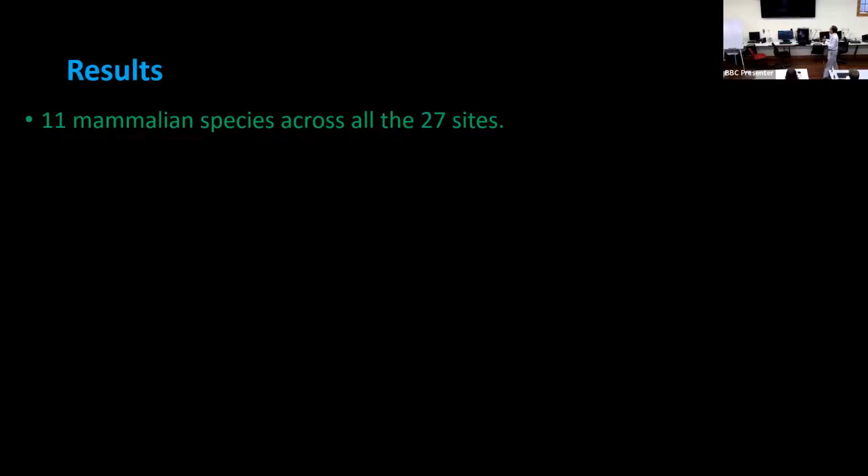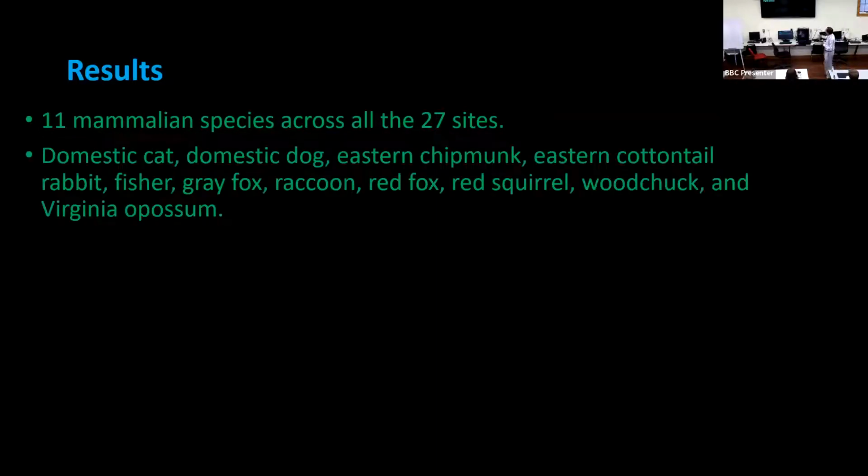Okay, cool. So 11 mammalian species have been detected so far across all 27 sites, including, as you can see, especially in the urban area, lots of domesticated animals being recorded. What is a surprise, something you would assume to see, but that is not in this list?